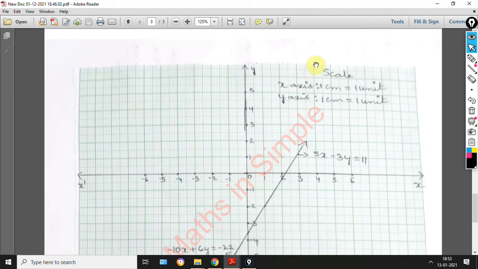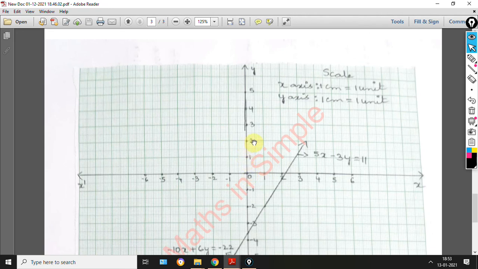And we have to write the scale. Scale is important. So what does scale mean? On the x-axis, 1 centimeter equals 1 unit, and on the y-axis also 1 centimeter equals 1 unit. 1 unit means from one box to another box we increase only 1. So 1 we increase for each next box. On the y-axis also the same, from here to another box we increase 1.